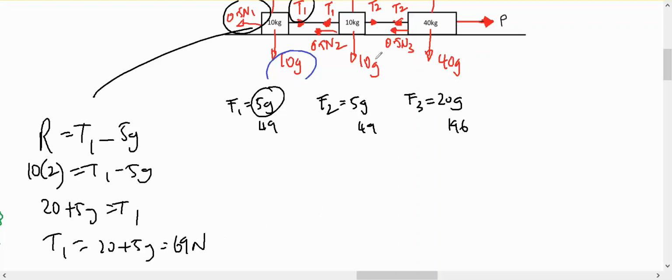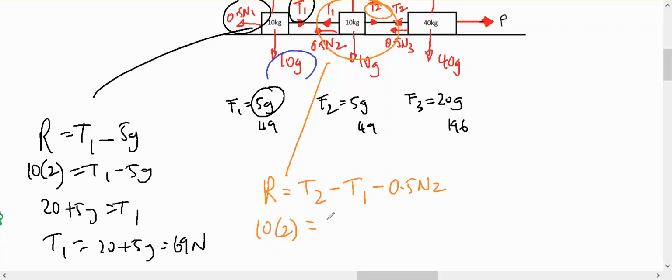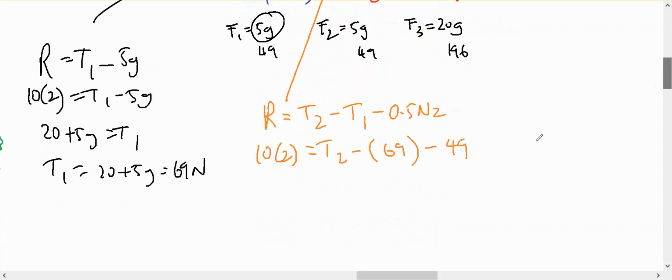69 newtons. Looking at the middle mass, anything in the direction of motion, the resultant force will be T2 minus T1 minus 0.5 N2. So 10 times 2 equals T2 minus T1, which is 69, minus 0.5 times N2, which is 49. Therefore, T2 is going to equal 20 plus 118, or 138.